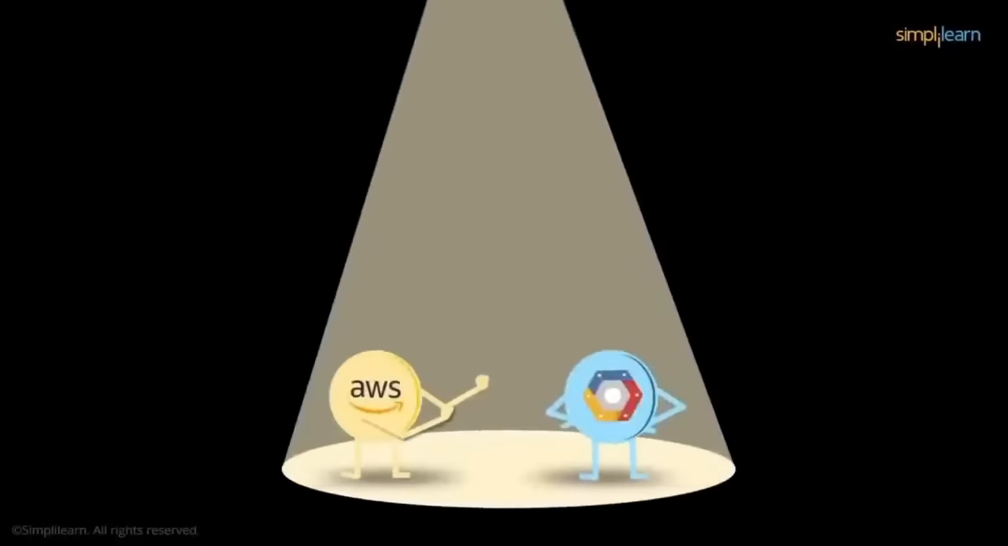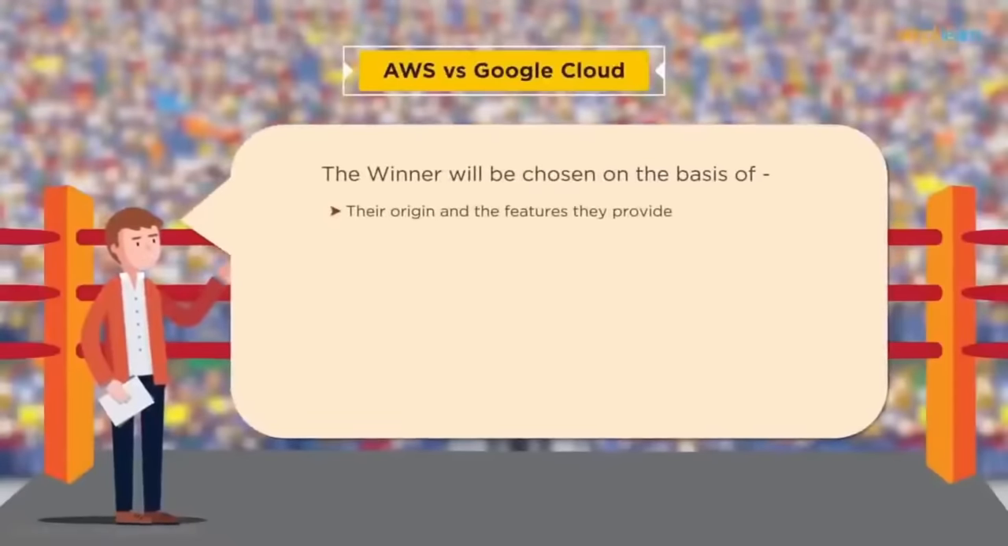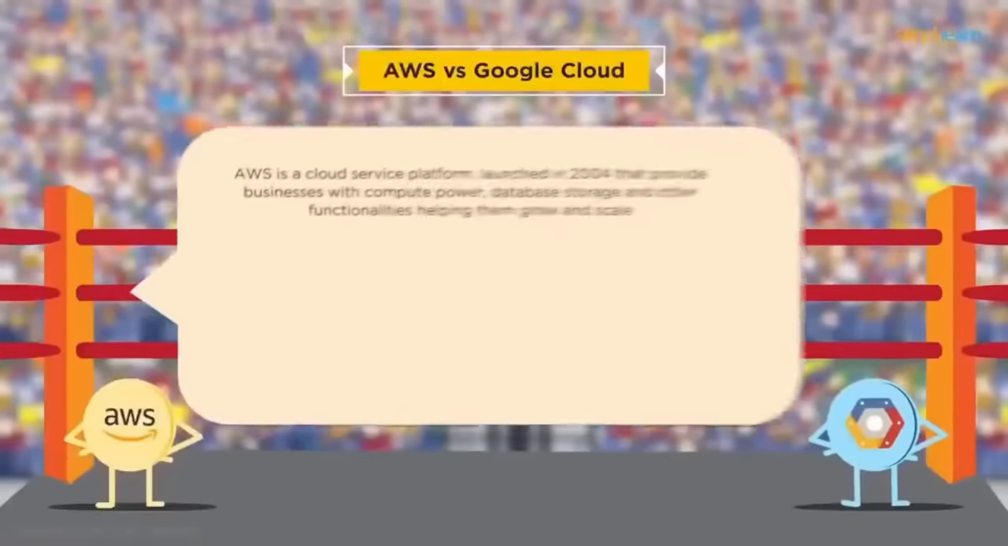So welcome to Fight Night. This is AWS versus GCP. The winner will be chosen on the basis of their origin and the features they provide, their performance in the present day, and comparing them on the basis of pricing, market share and options, the things they give you for free, and instance configuration. Now first let's talk about AWS.